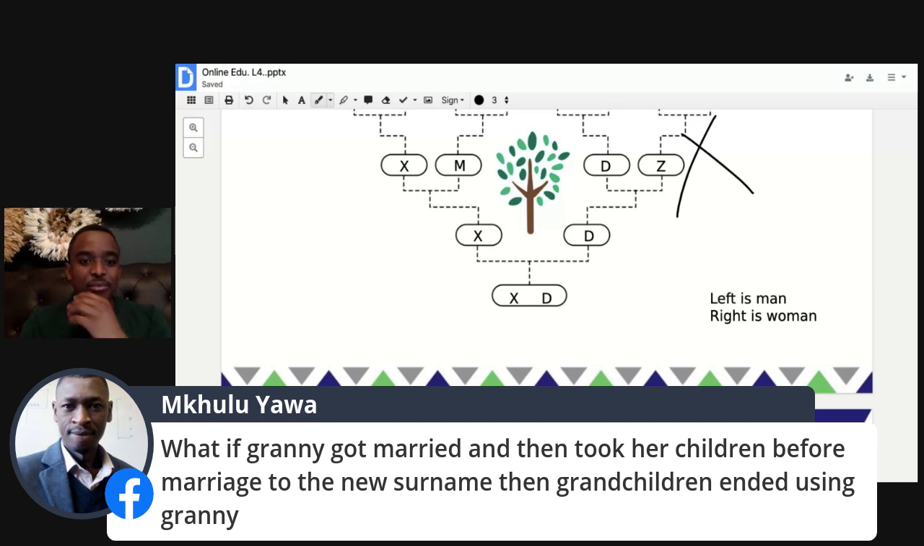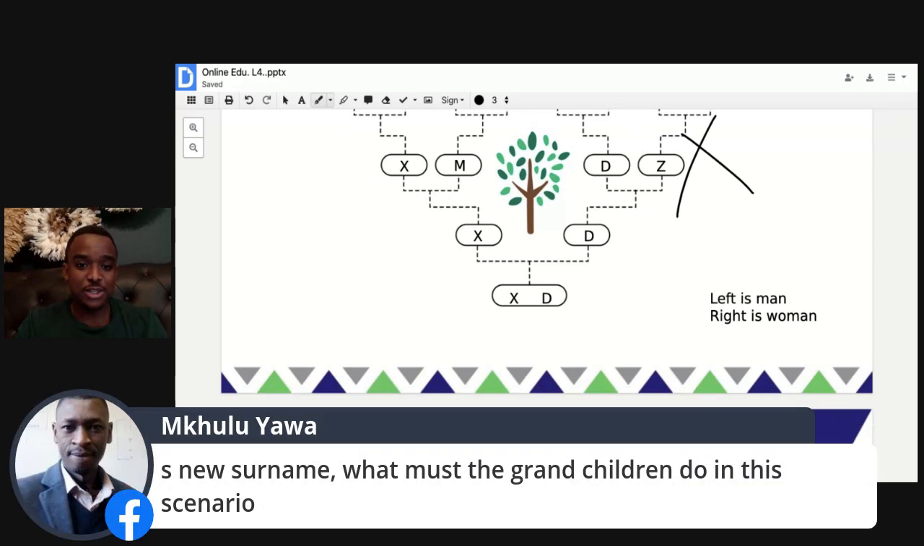Okay, there we go. What if Granny got married, then took her children before marriage to the new surname? Then grandchildren ended up using Granny's surname. What surname must the grandchildren use in this scenario?